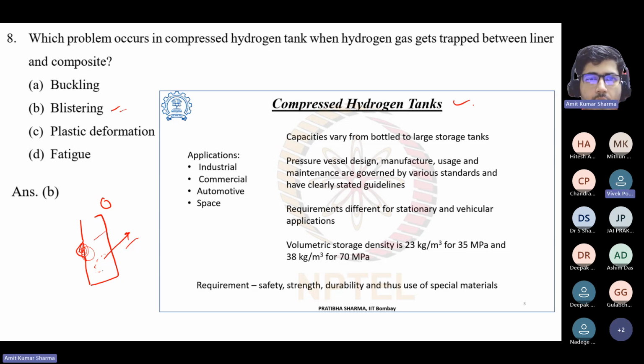Now learn about compressed hydrogen tanks. One question: how to avoid this blistering? Maybe we can improve the liner so the gas will not be trapped between the liner and the composite. Also the selection of material matters, because the gas is absorbed and trapped in between, and only then will it happen. So you need to do something. I'm also not sure about this. Let's see if anything is mentioned in the upcoming slides.